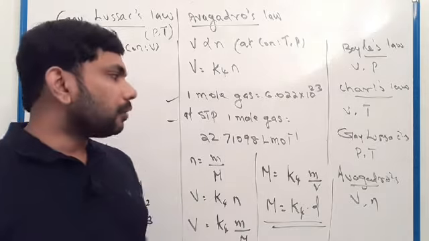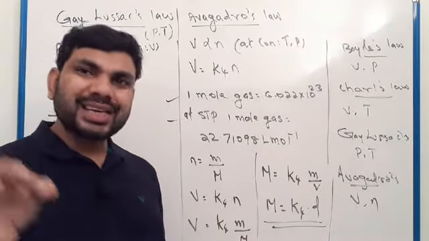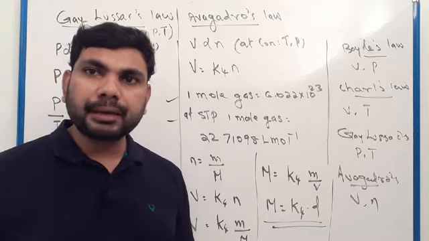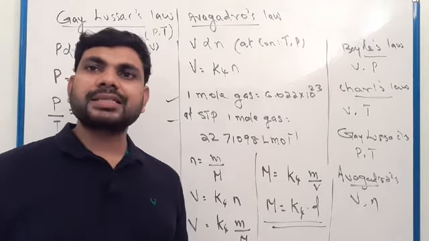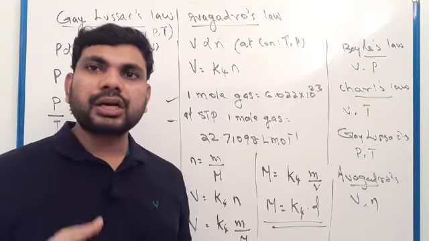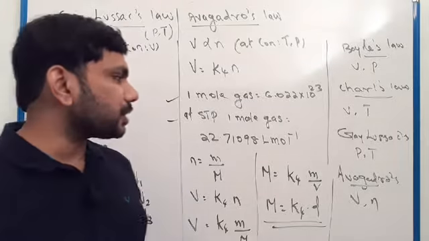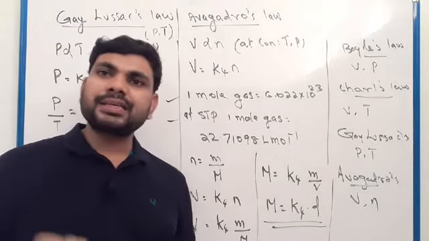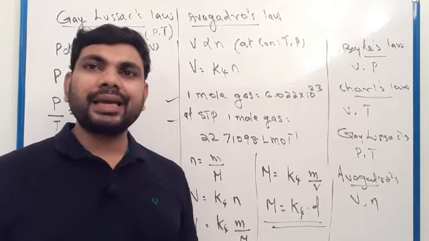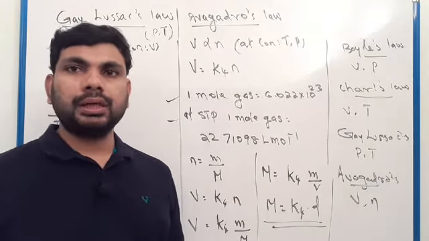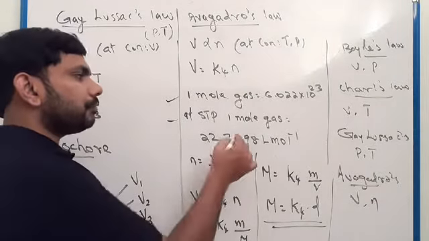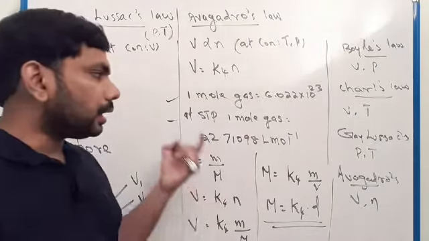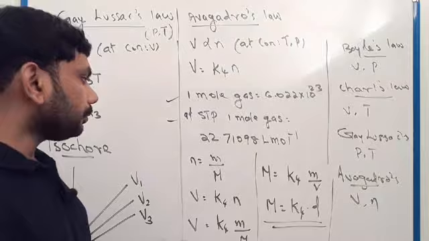Also remember that 1 mole of any gas at STP, standard temperature and pressure, which is 1 atmospheric pressure and 25 degrees Celsius, occupies 22.71098 liters per mole. So remember this: at STP, 1 mole of any gas is 22.71098 liters per mole.